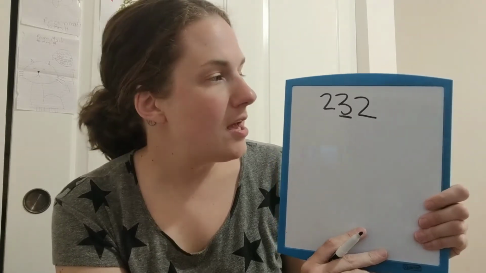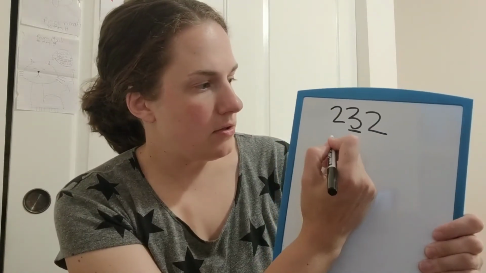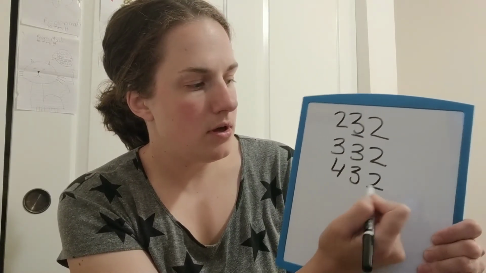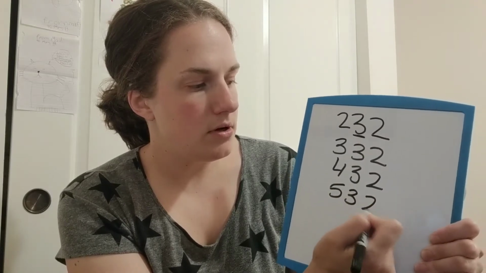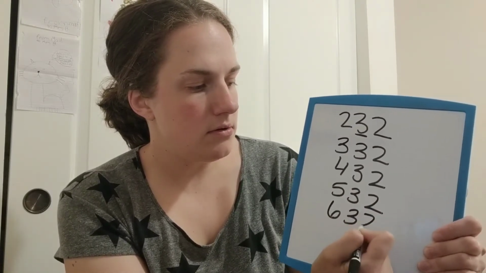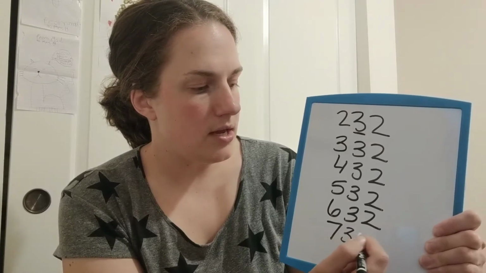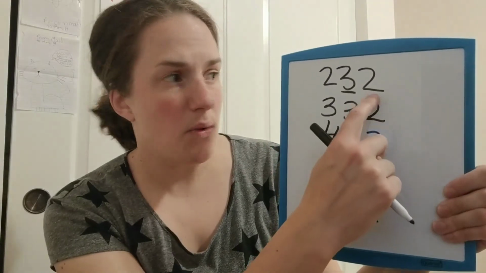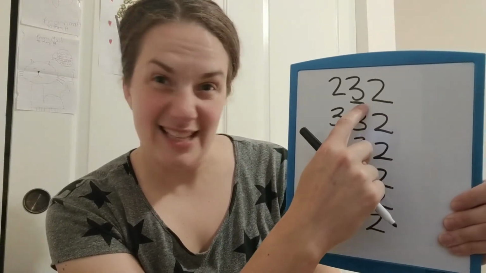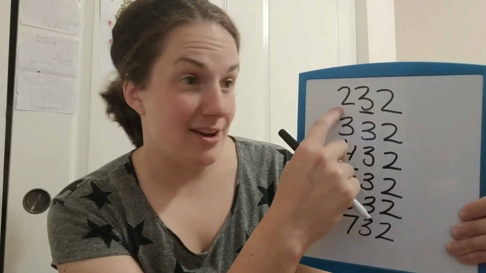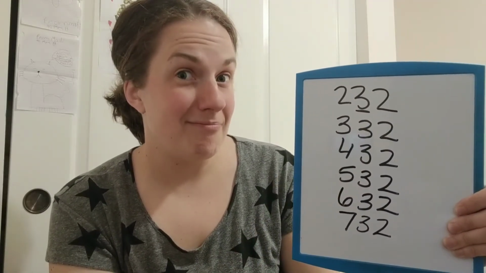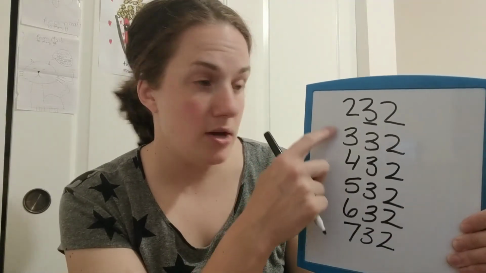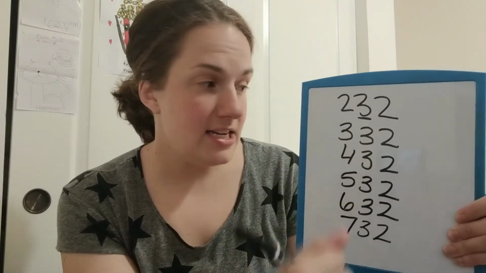You ready to try? 232, 332, 432, 532, 632, 732. What happened when we counted by 100s? Did the ones place change? Did the tens place change? Did the hundreds place change? Because each time we were adding another group of 100. So the hundreds place is going up by 1 each time.